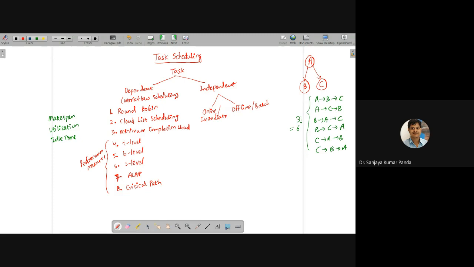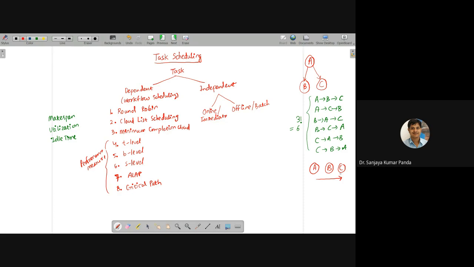Okay. But with offline algorithms, what happens? We have knowledge about how many tasks there are in a particular application. Right. For example, the entire workflow is known to you in the case of offline scheduling. But when you go for independent tasks, for example, you have 3 independent tasks. One is A, another is B, another is C, right? And they arrived in this particular order, right?